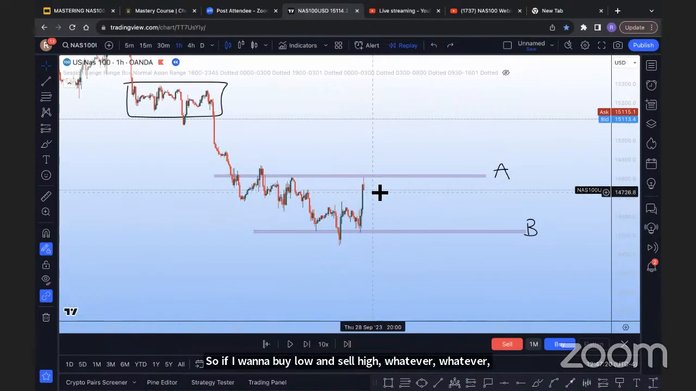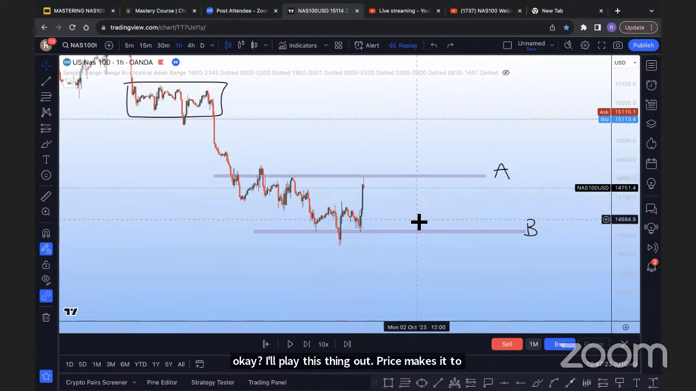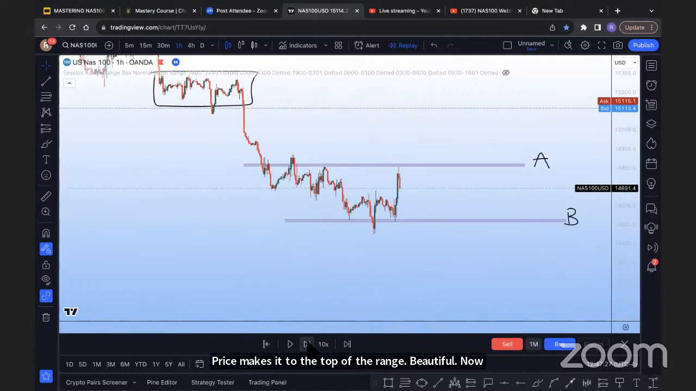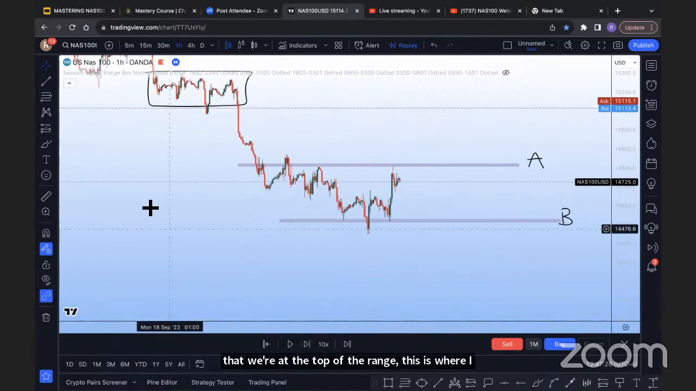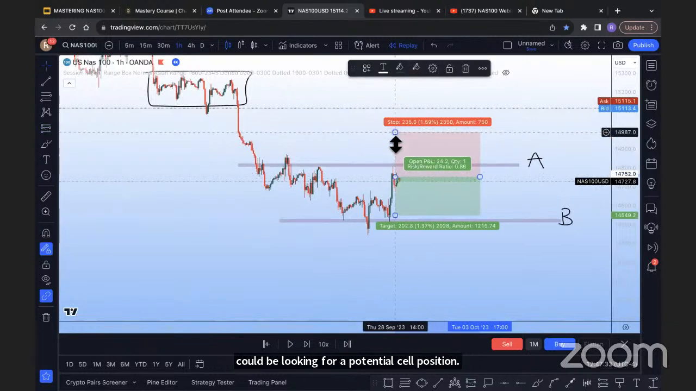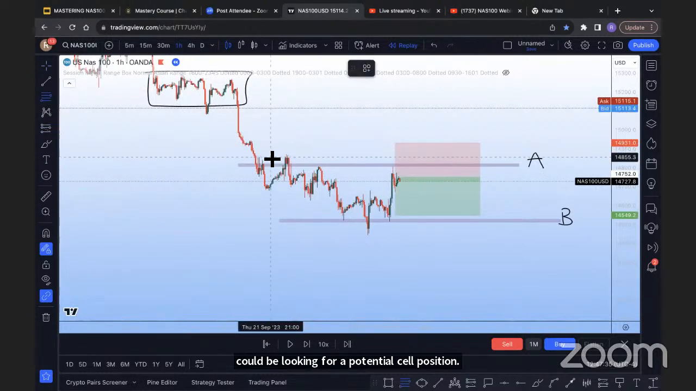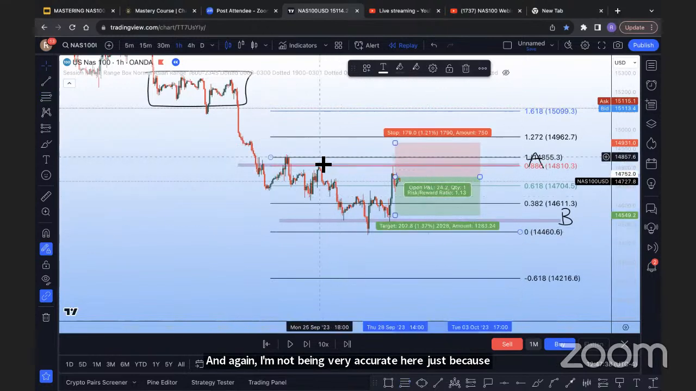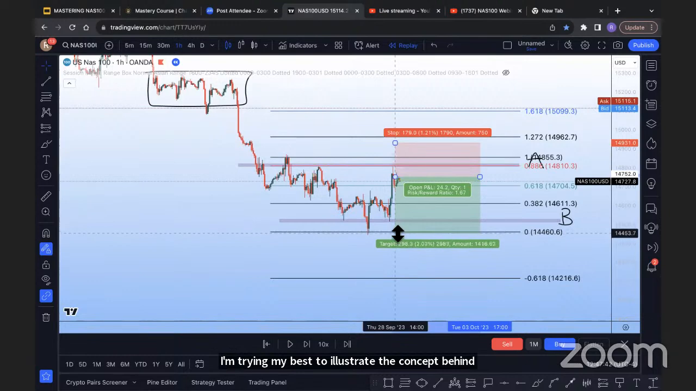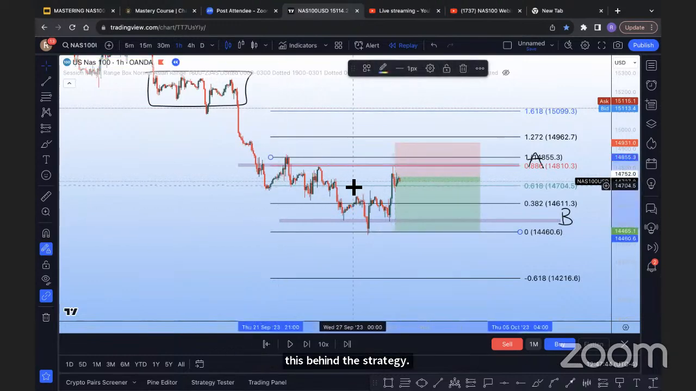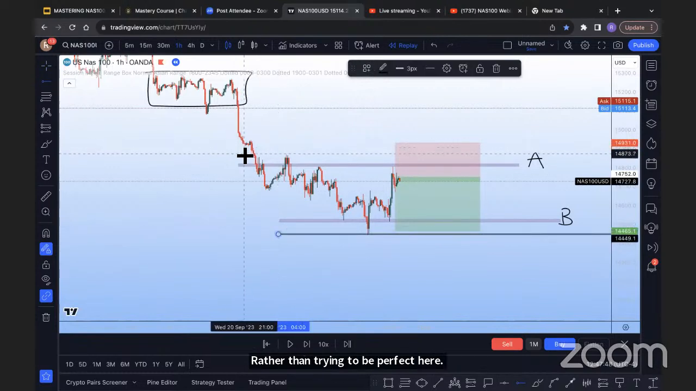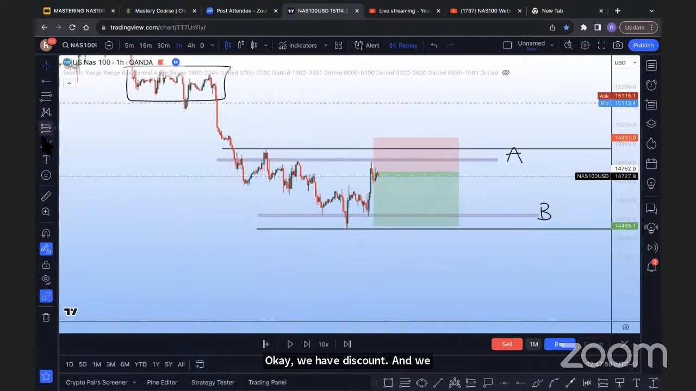So if I want to buy low and sell high, I'll play this thing out. Price makes it to the top of the range. Beautiful. Now that we're at the top of the range, this is where I could be looking for a potential sell position. And again, I'm not being very accurate here, I'm just trying to illustrate the concept behind this strategy rather than trying to be perfect. Okay, we have discount and we have premium.